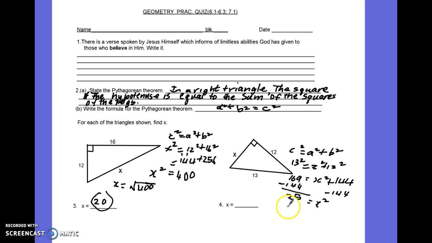By the symmetric property, I can switch these and get x squared on the left and 25 on the right. And then the last step would be to say x is equal to the square root of 25, which is going to be 5. I trust that will help you.